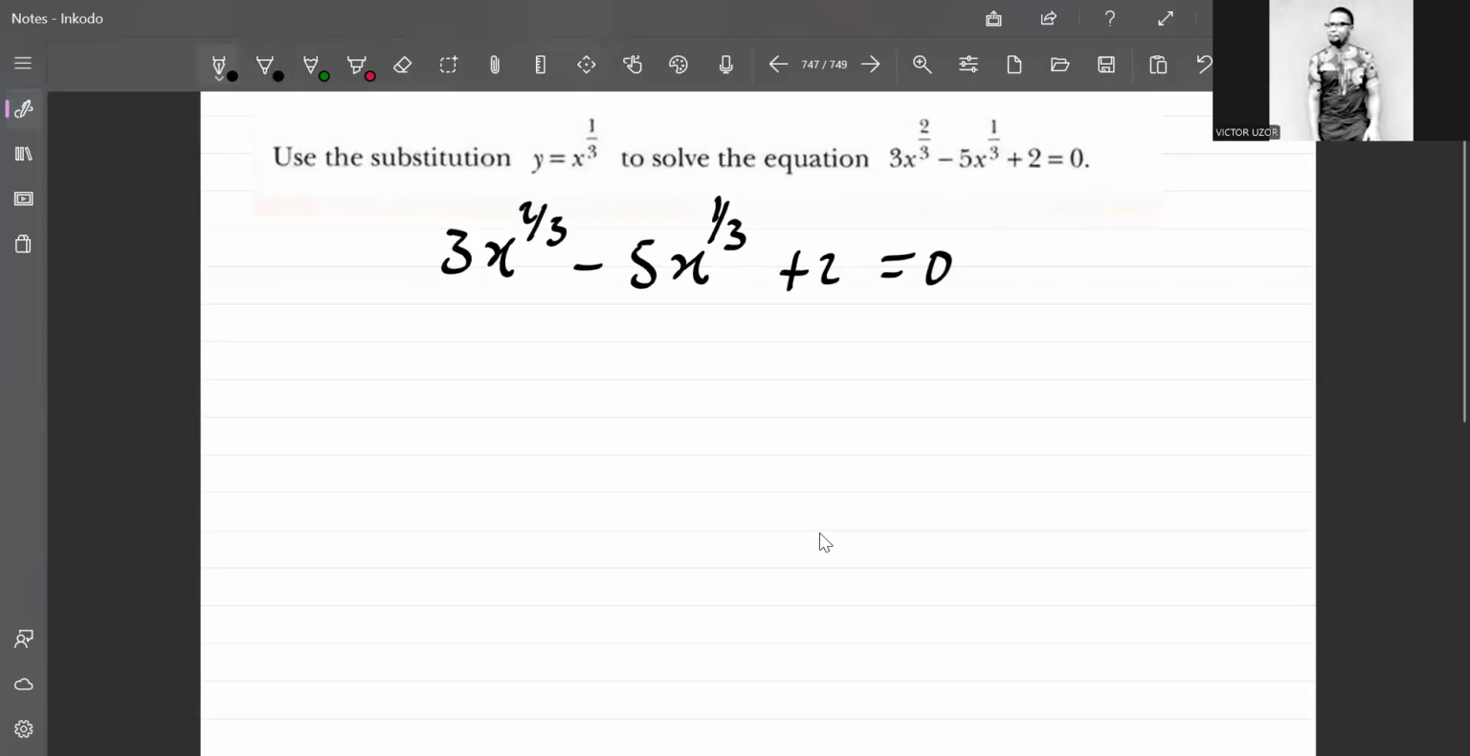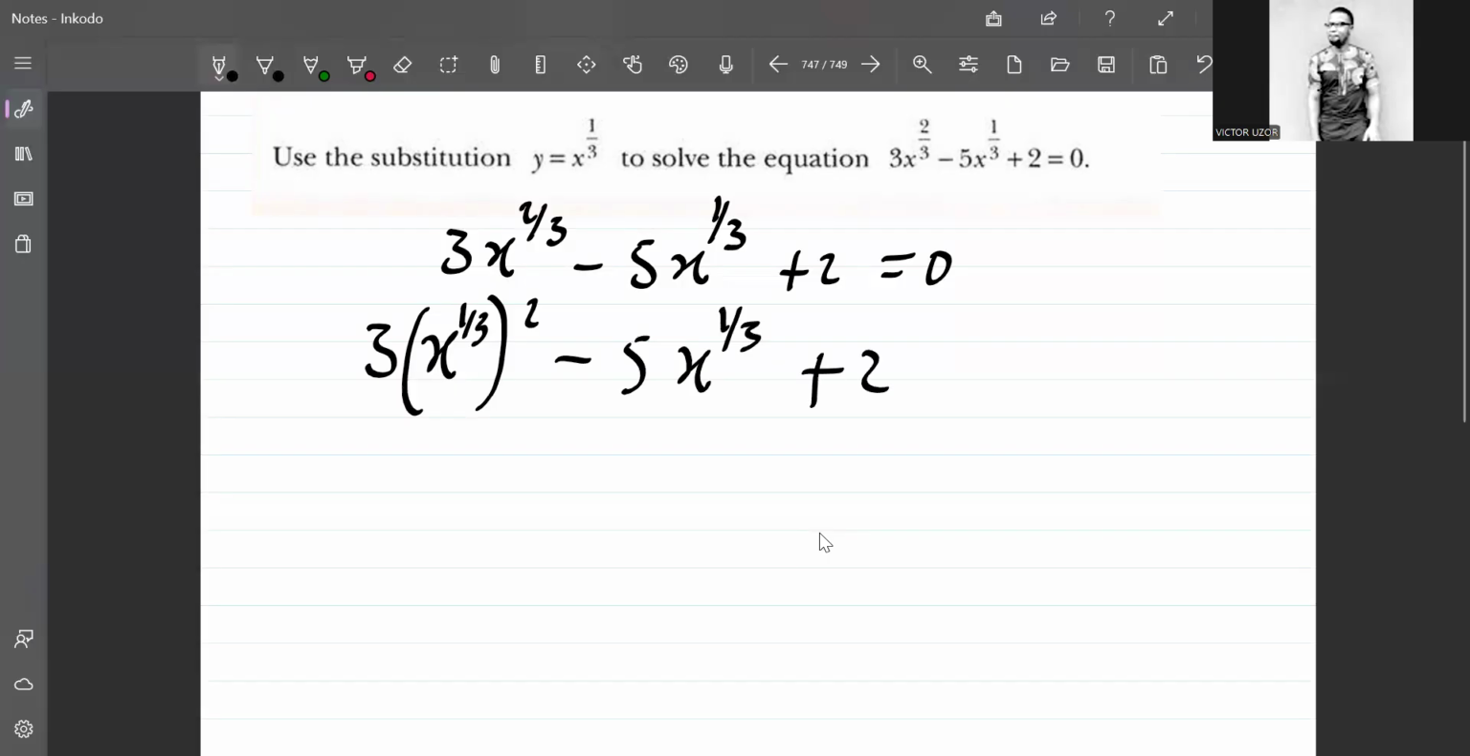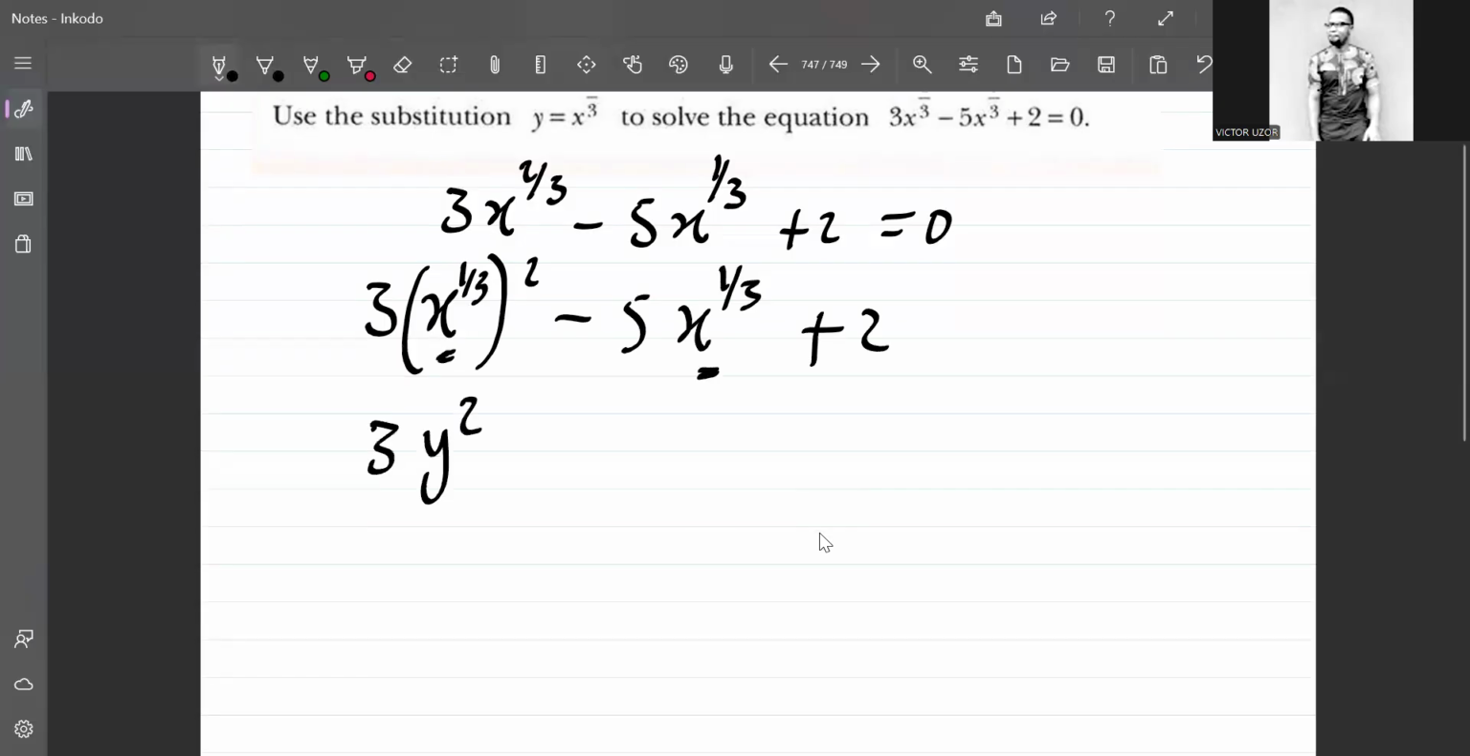Now, I can also simplify this to be like the second one. What do I mean by that? It is 3 times x raised to the power 1 over 3 in brackets squared, minus 5 times x raised to the power 1 over 3, plus 2. So what is inside here is what they ask us to use to substitute. So if I substitute y now, I have 3y squared minus 5y plus 2 equals 0.